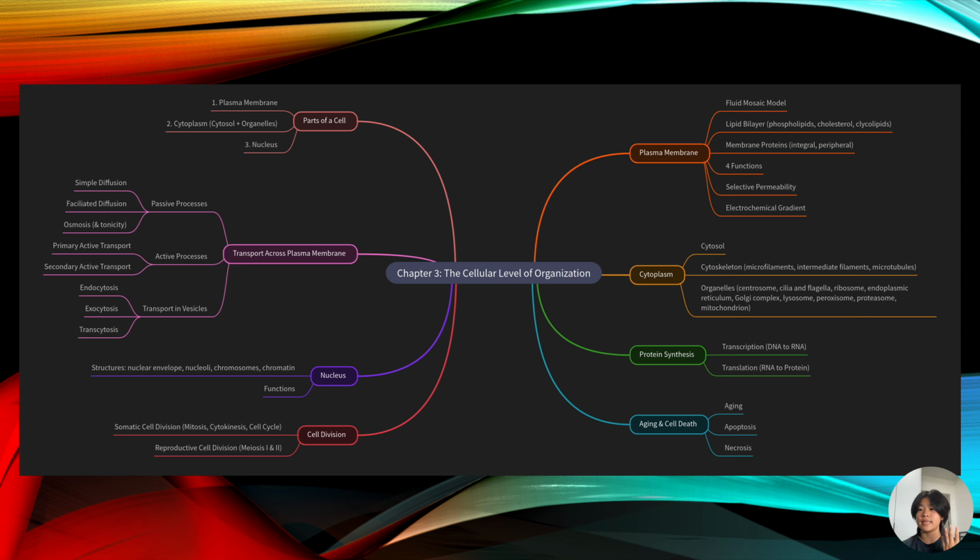We're going to talk about the cytoplasm, which is the cytosol, plus a lot of organelles in it, and we're going to briefly talk about some of the organelles. Then we move on talking about the nucleus, so some of its key structures as well as its function. Then we're going to talk about some important processes that are happening in our cell, which are protein synthesis involving two main steps, cell divisions. We're going to distinguish between somatic cells and reproductive cells. And we're also going to talk about aging and different ways of cell death.